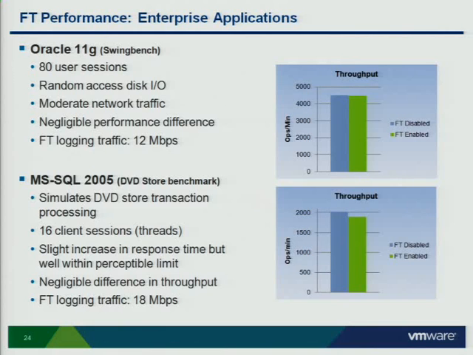On the SQL Server 2005, we're running a DVD store benchmark, which basically simulates transactions of a typical DVD store. And we ran 16 client sessions. Each session was a thread. And what you see here is that with the blue bar with FT disabled, you're getting greater throughput than the FT enabled, but it's definitely less than 10% in terms of the overhead you're adding to the throughput in terms of operations per minute. Okay, so with the Oracle, the FT logging traffic was about 12 megabits per second, and the traffic for the SQL Server was 18 megabits per second, so well under 100 megabits per second for these types of typical workloads.